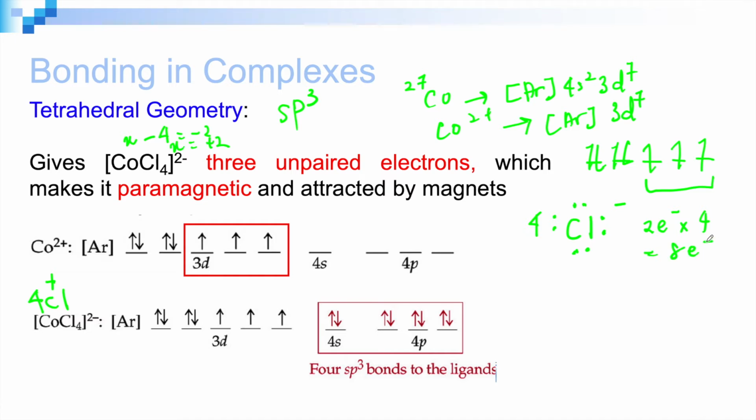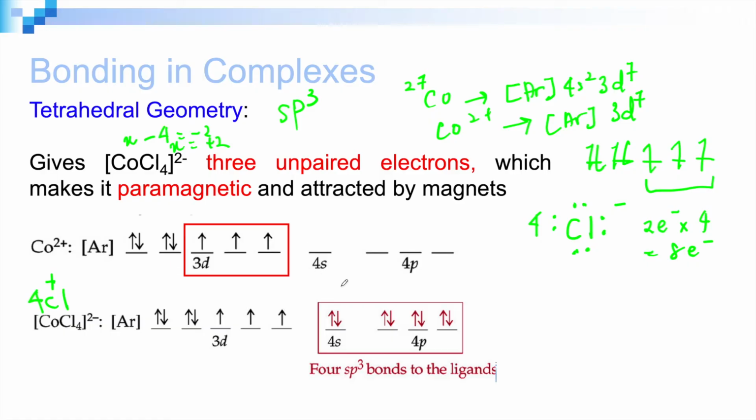Because this is paramagnetic and attracted by magnets, you need to fill up all these 8 electrons, starting from the s orbital followed by the p orbital. This is from one chloride, and then this is from the second, third, and fourth. From this you have a new hybrid orbital of sp3, one s and three p, so the 4 sp3 bonds to the ligand.